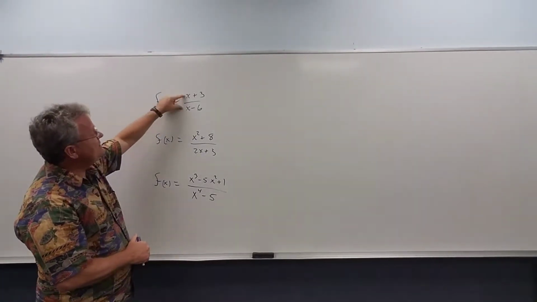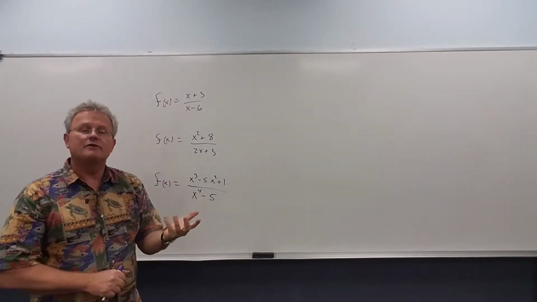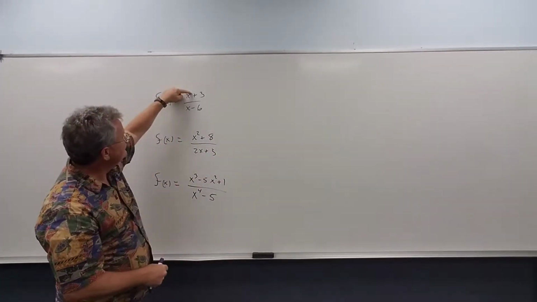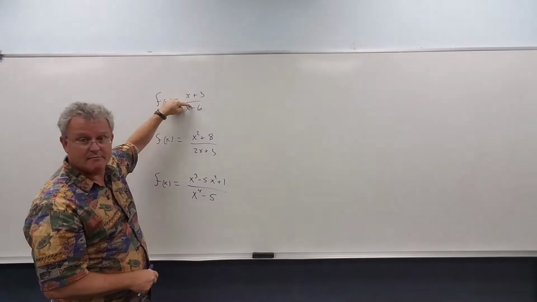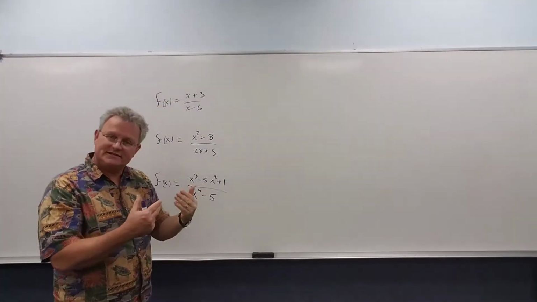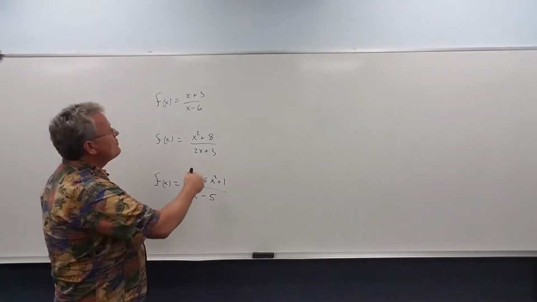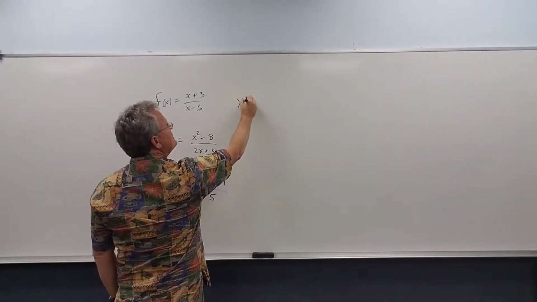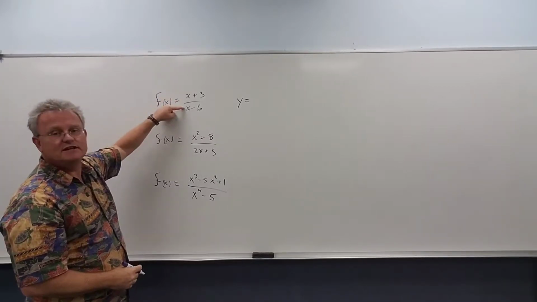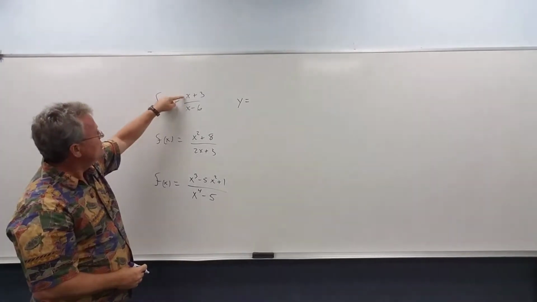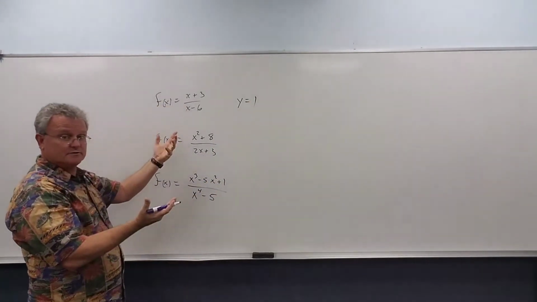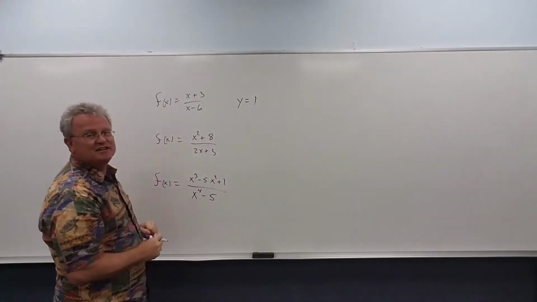The degree in the numerator and denominator, the degree is the exponent value. If the degree in the numerator and denominator is the same, then the horizontal asymptote is y equals the ratio of these leading coefficients. 1 over 1 is 1. That's the answer. Let me just change this a little bit.